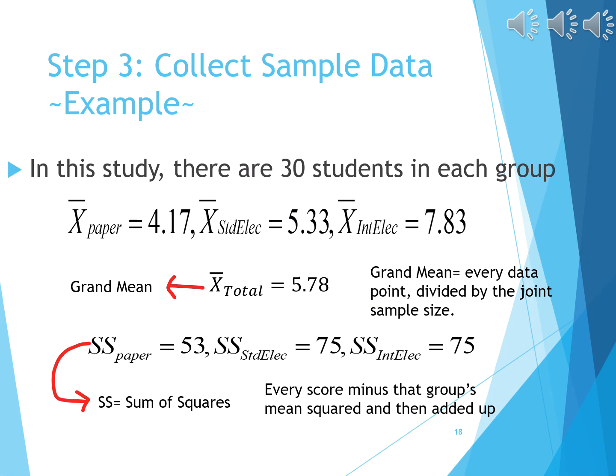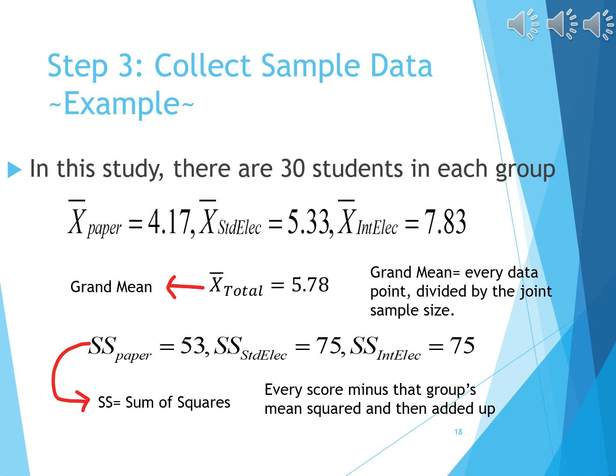All right, in step three, we would actually collect sample data. So we would have, in this case, 30 students from each of those three textbook groups. Let's say that we found a mean satisfaction rating on a scale of 1 to 10 for the just paper version of the textbook of 4.17, for the standard electronic version of 5.33, and the sample mean satisfaction rating for the interactive electronic is 7.83. We can also calculate the grand mean, which is going to be 5.78, and that's represented by X bar total or X bar grand, sometimes you'll see.